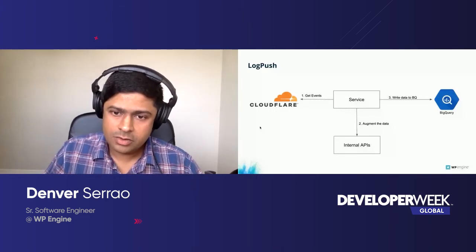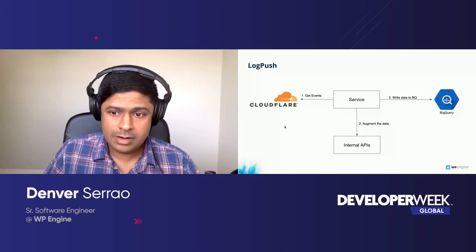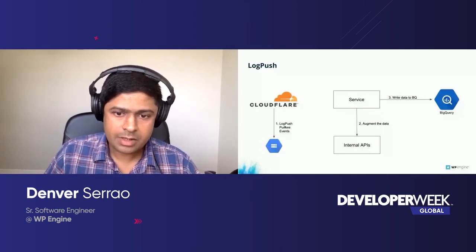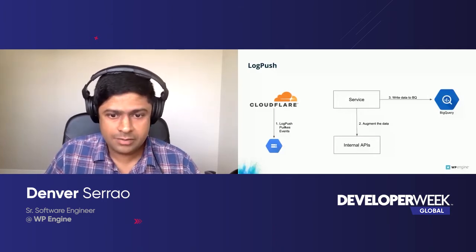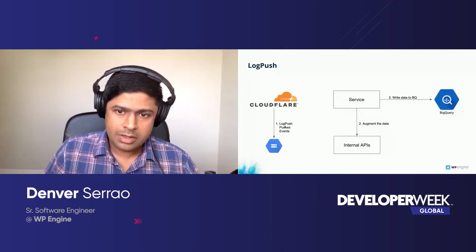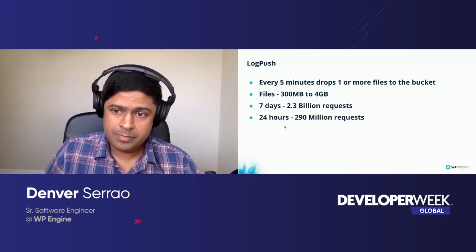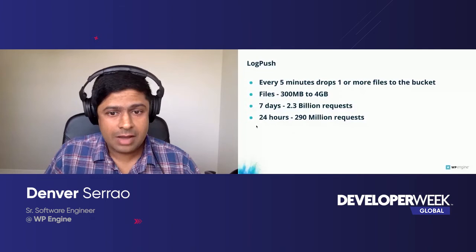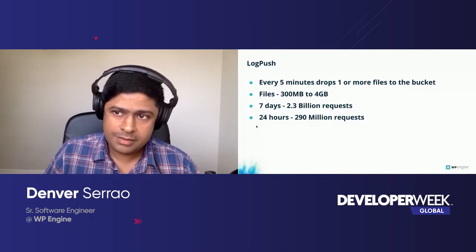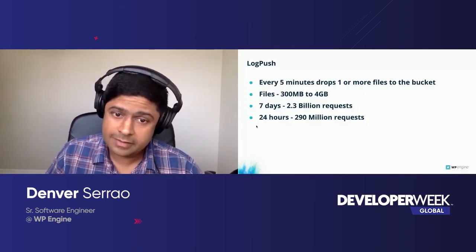In order to transition to a more event-based architecture, this changed to a structure where Cloudflare would push events to us as files on a storage bucket, and then that would trigger serverless functions to do what our Kubernetes service used to do. To give you an idea of the scale of the problem, every 5 minutes or so, we would get 1 or more files dropped into the bucket, depending on how much traffic was being served. And these files range from 300 megs to up to 4.5 gigs.